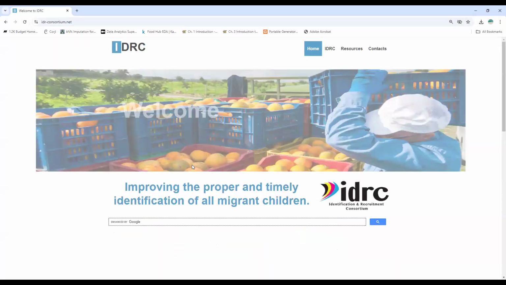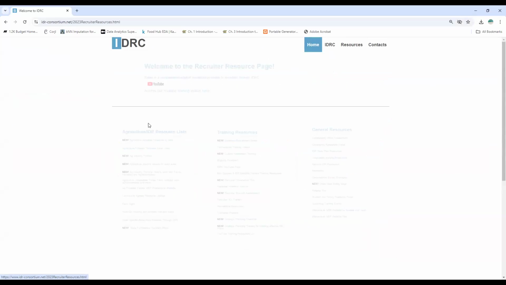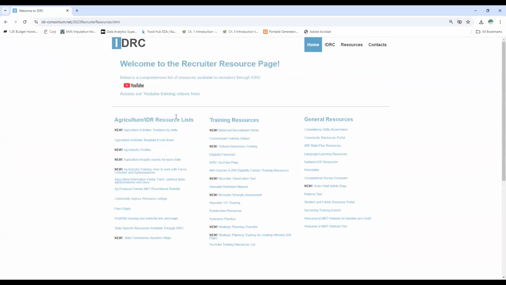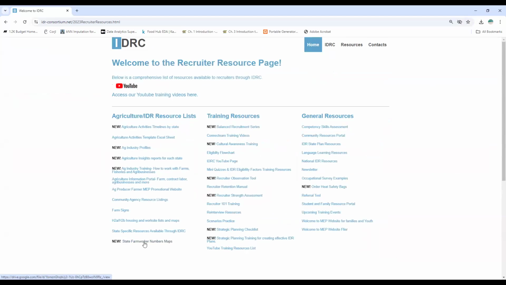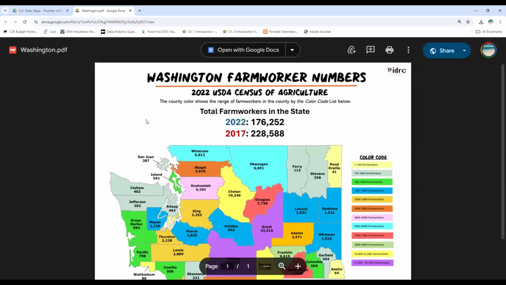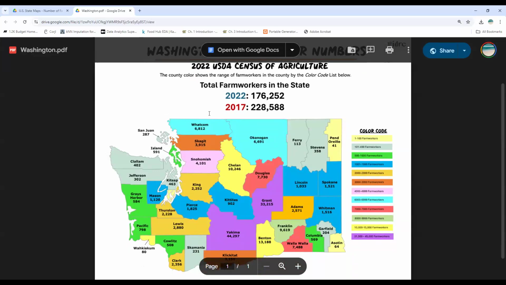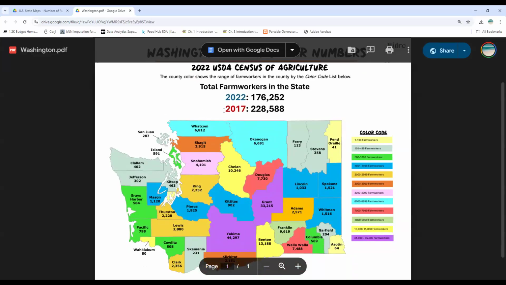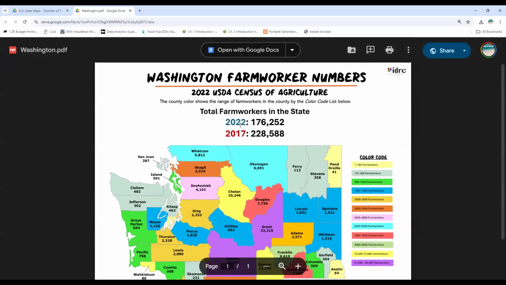If you go to our website, go into recruiter resources, and look under agriculture resource list, you can see state farm worker numbers maps. These exist for every single state, and these are specifically based off the 2022 ag census farm worker numbers. For example, I can open up the state of Washington and check out the differences between 2017 numbers and 2022.